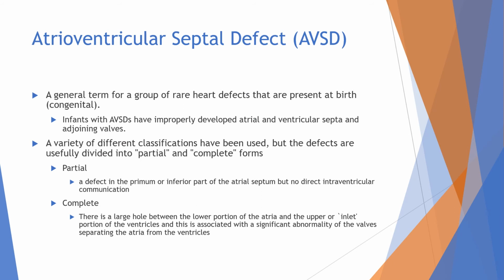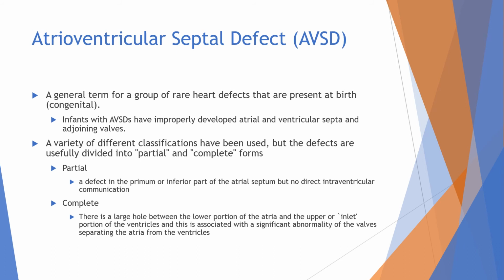So the last thing that we're going to talk about is atrioventricular septal defects. This is a general term for a group of rare heart defects that are present at birth. So these are septal defects affecting both the septum of the atria and the ventricles. Infants with this defect have improperly developed atrial and ventricular septa. There's a variety of different classifications, but most commonly they're divided into partial and complete forms.